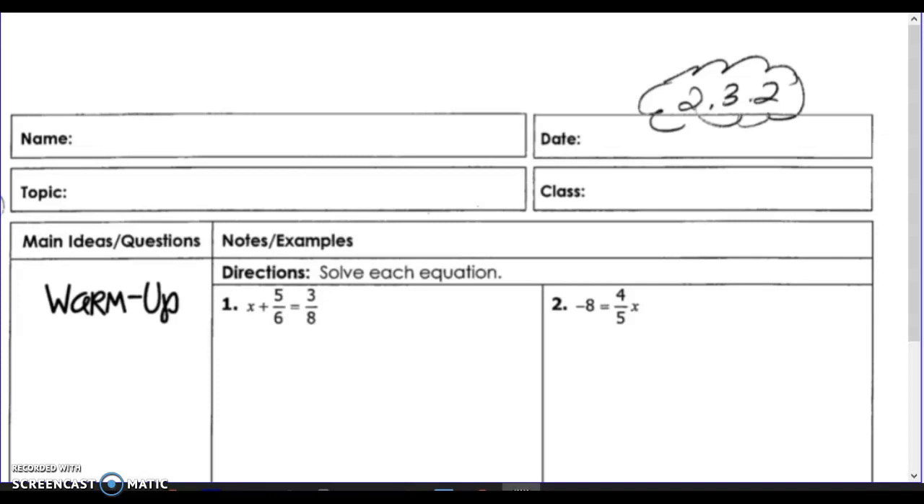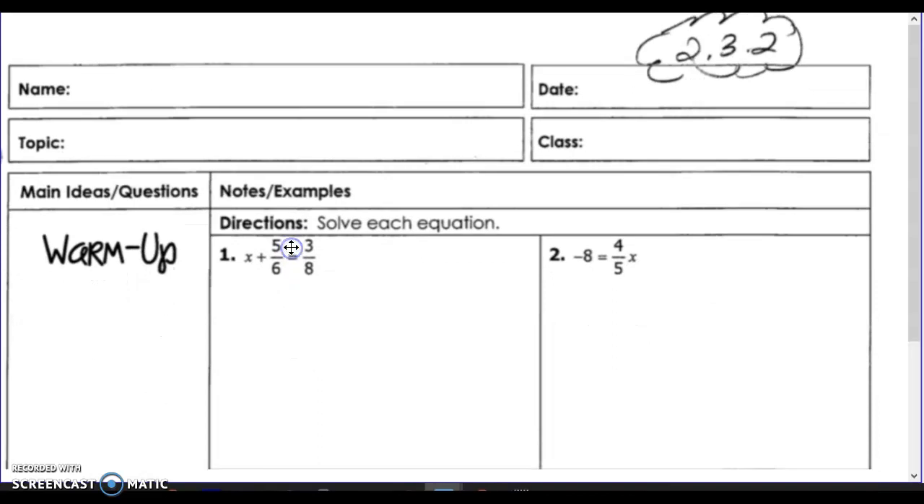So I look right here, these warm-up problems, don't skip them, they're important. So what am I going to do? I've got x plus 5/6 equals 3/8. I am always going to draw a line in there, because that's just going to organize my thoughts. And then I think to myself, x plus 5/6, how do I undo 5/6? Well, that's right. You would subtract 5/6 from both sides.